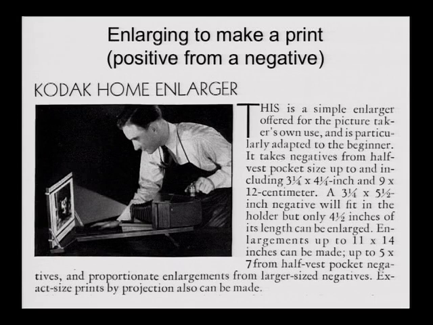So once you've got a negative and you want to make a print from it, you stick it in your enlarger and you project it on sensitive photographic paper. This is a cool device. I bought one of these Kodak home enlargers off eBay a few years back because it has on the back of the easel a little circular slide rule for computing exposures and enlargements and everything. And I collect slide rules, so I had to have it. But so I had to show it to you.